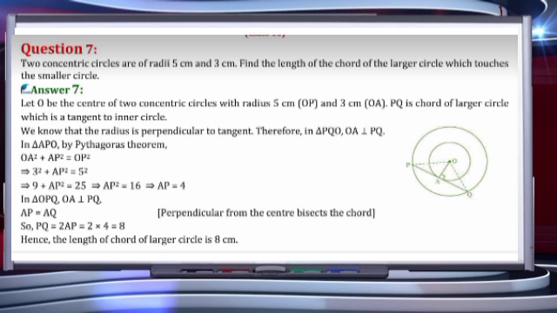Here we will apply Pythagoras. In triangle OAP, OA square plus AP square will be equal to OP square. On substituting the values and simplifying, we get AP as 4. If AP is 4, this implies our complete PQ will be 8, as at point A it is being bisected by OA. Thus the length of the chord of the larger circle is 8 cm.